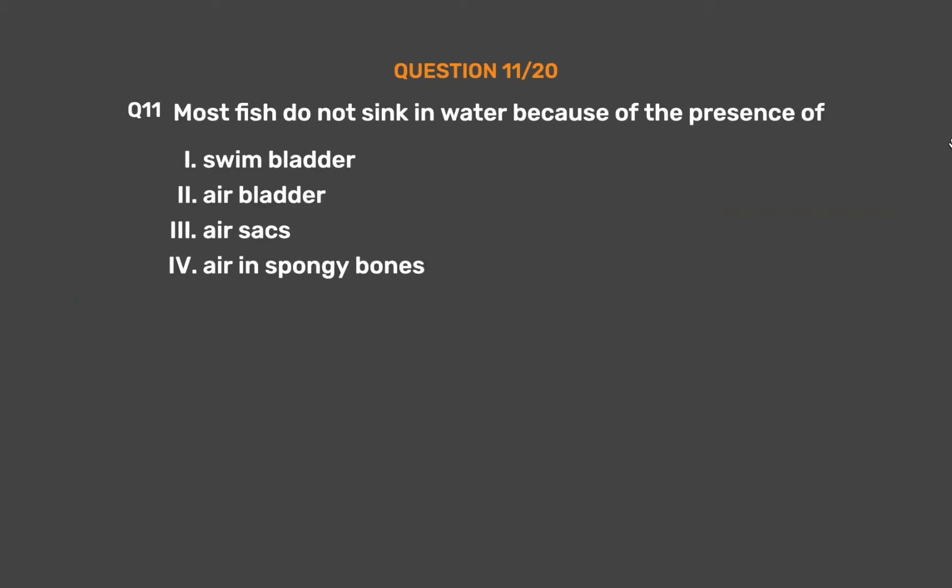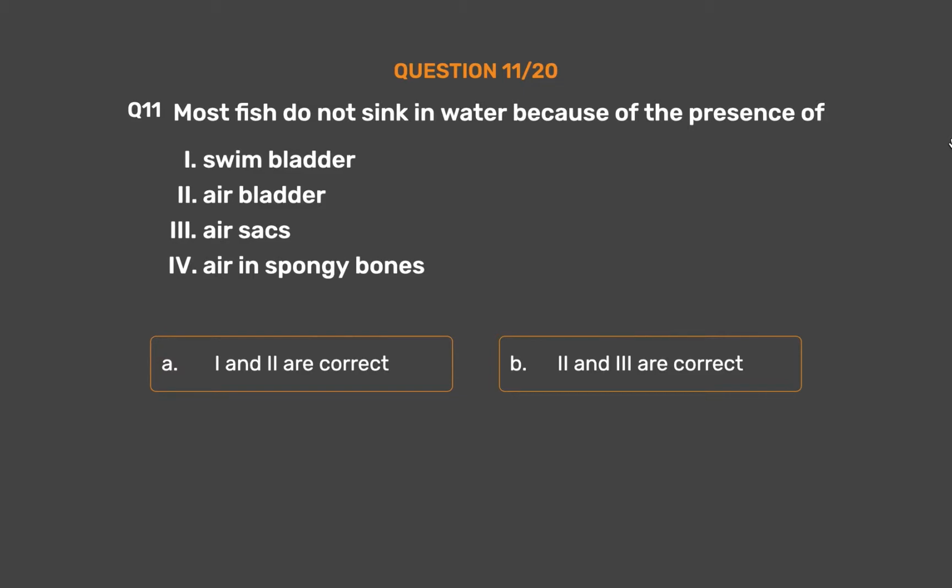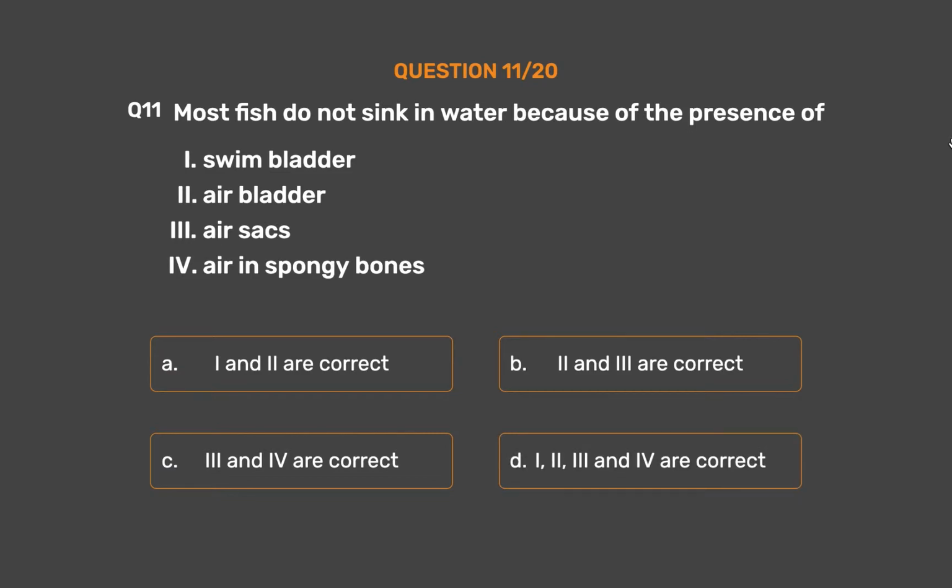Question number 11. Most fish do not sink in water because of the presence of swim bladder, air sacs, air in spongy bones. Option A. 1 and 2 are correct. Option B. 2 and 3 are correct. Option C. 3 and 4 are correct. Option D. 2, 3 and 4 are correct.